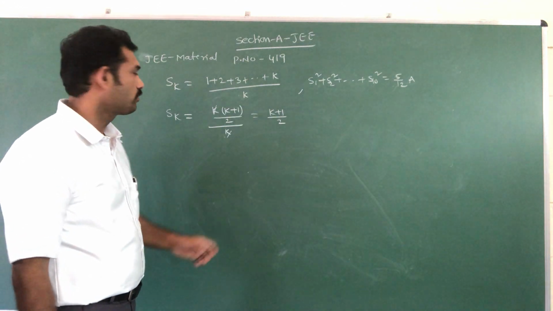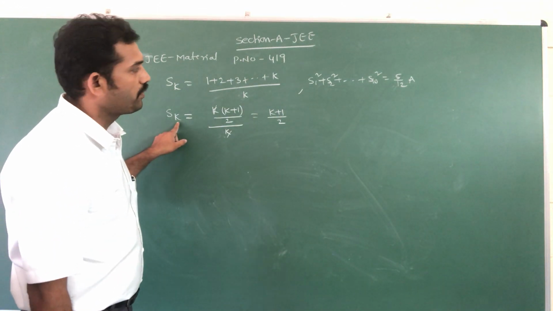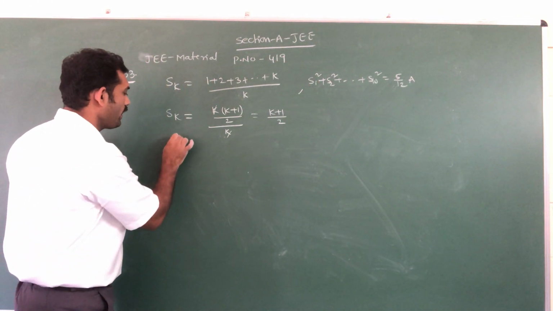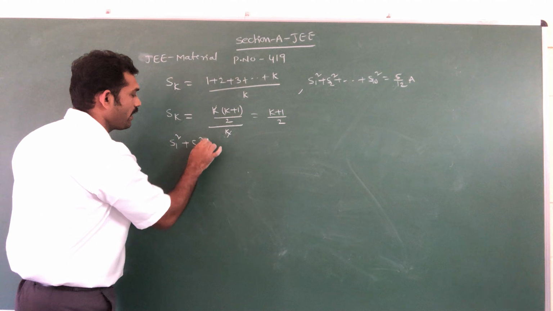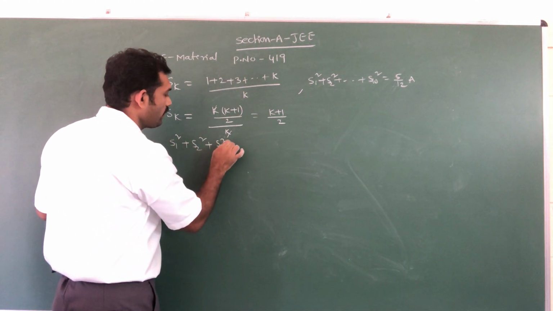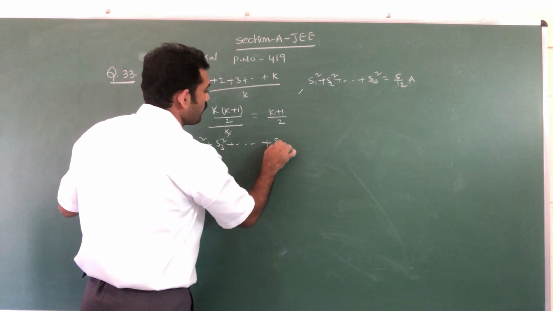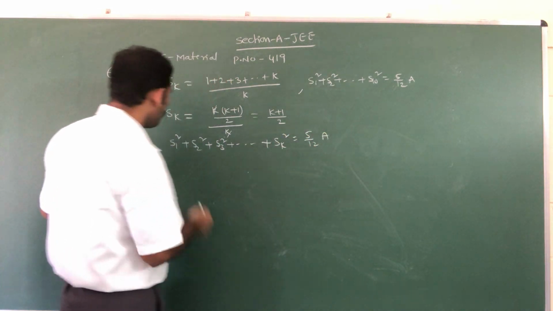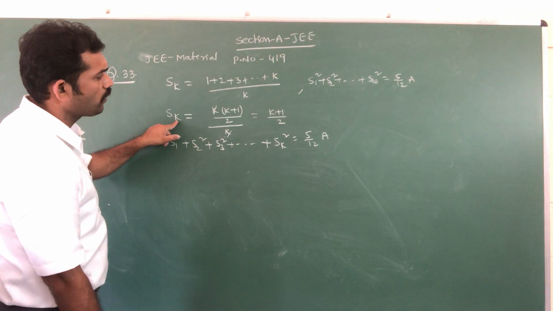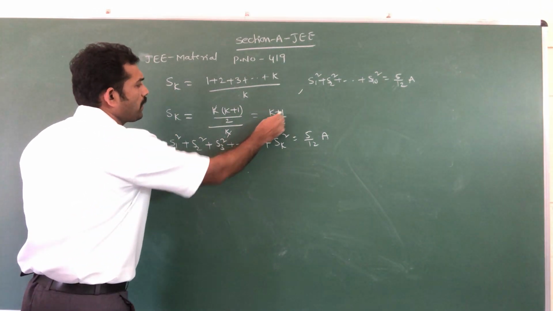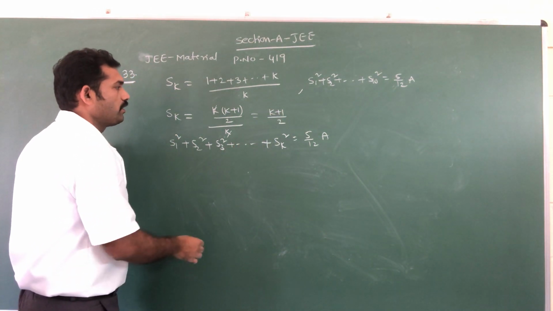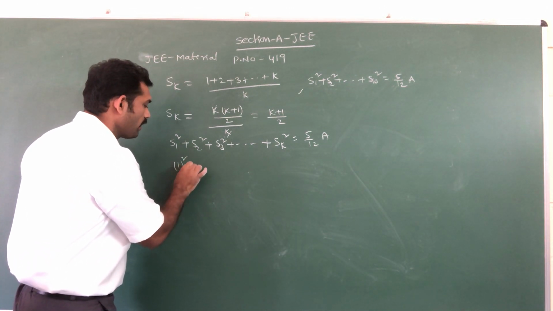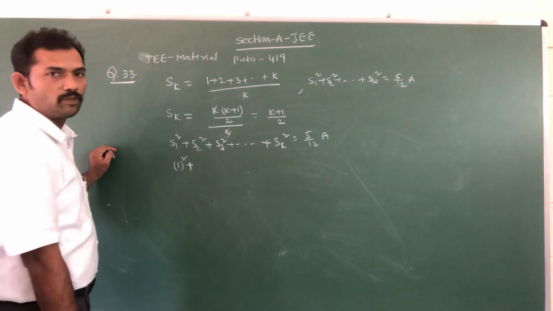So S1, k is equal to 1 substituted, what happens? S1 square plus S2 square plus S3 square plus and so on Sk square equal to 5 by 12 into k. S1 means k is equal to 1 substituted: 1 plus 1 divided by 2 means 1 plus 1 is 2, 2 divided by 2 means 1, remaining 1 square.